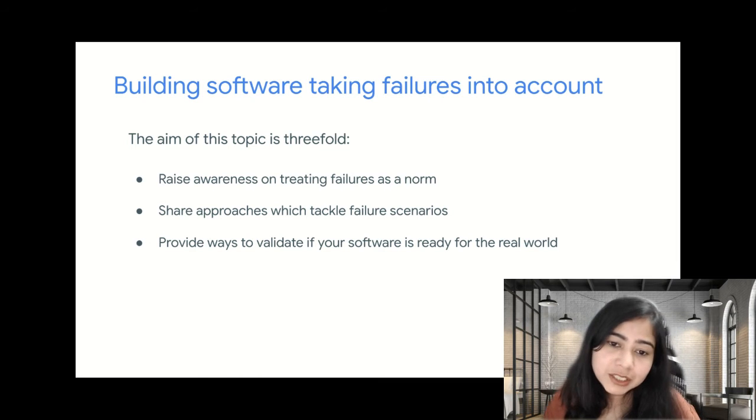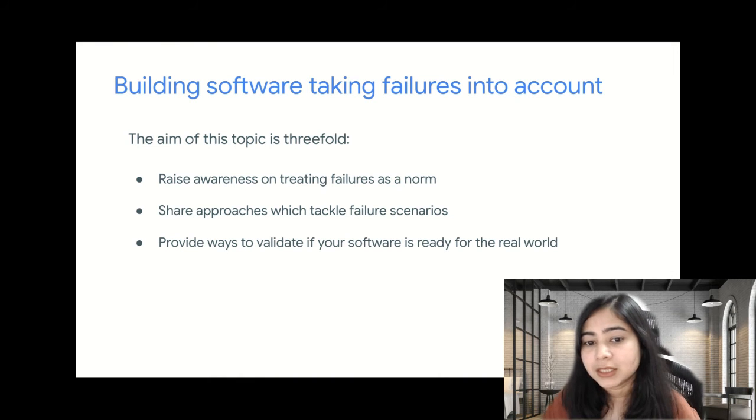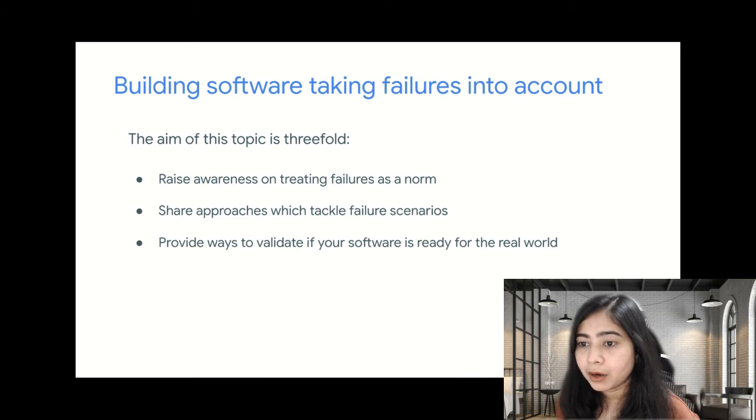Well, the aim of my topic is threefold. First of all, is to raise awareness on treating failures as a norm. And secondly, to share approaches which tackle failure scenarios. And thirdly, provide ways to validate if software is ready for real world. Each of the techniques that I'll be talking about are quite broad, and you might have to deep dive to understand each of these better. However, these provide a good starting point for thinking in terms of reliable software.